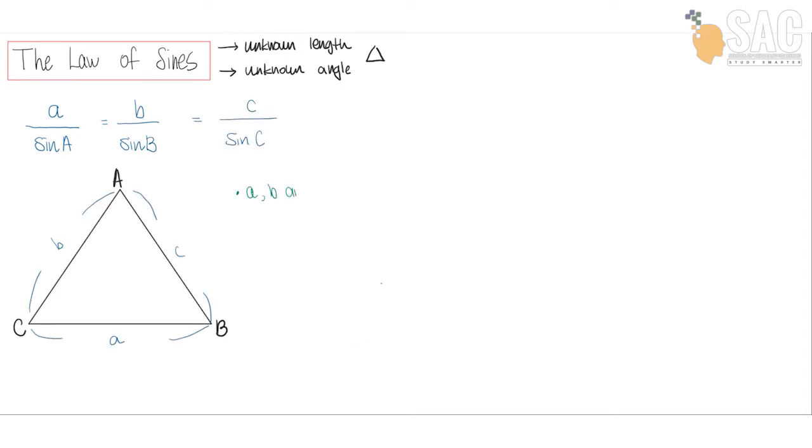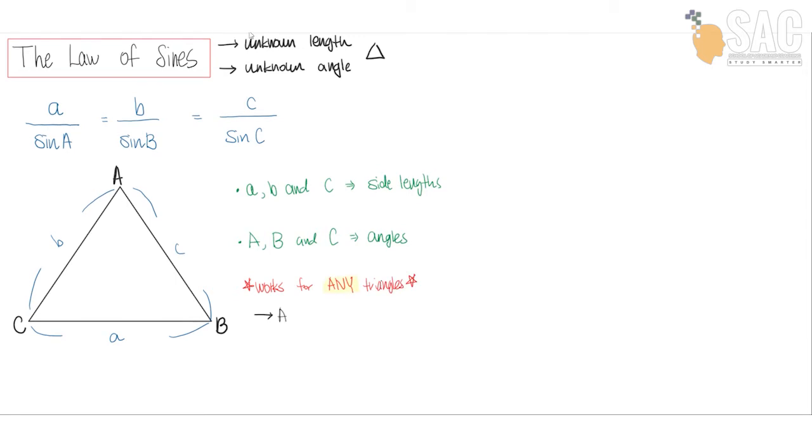For any triangle here, a, b, and c are the side lengths, and capital A, B, and C are the angles. As you can see, the small a and capital A are opposite to each other, so as b and capital B, and c and capital C. This rule works for any triangle. We just need a side length and its corresponding angle, and a side length to find an angle, or another angle to find a side length.